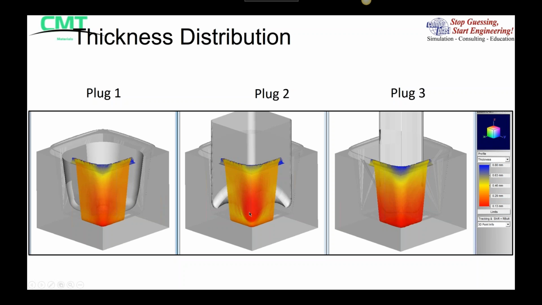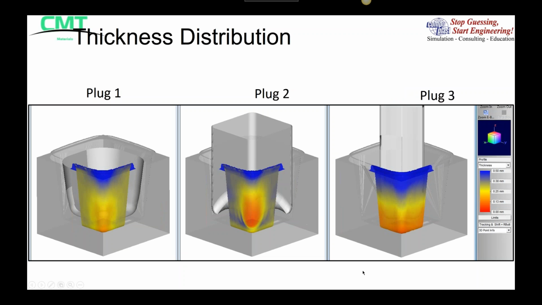Here we can see that we have a very thin sidewall. Probably, and again, we'd have to look at the exact graphs of the thickness for each one of these, but we can then decide which one of these plugs gives us the best distribution, and that's the one that we will work with, or perhaps try to optimize further.